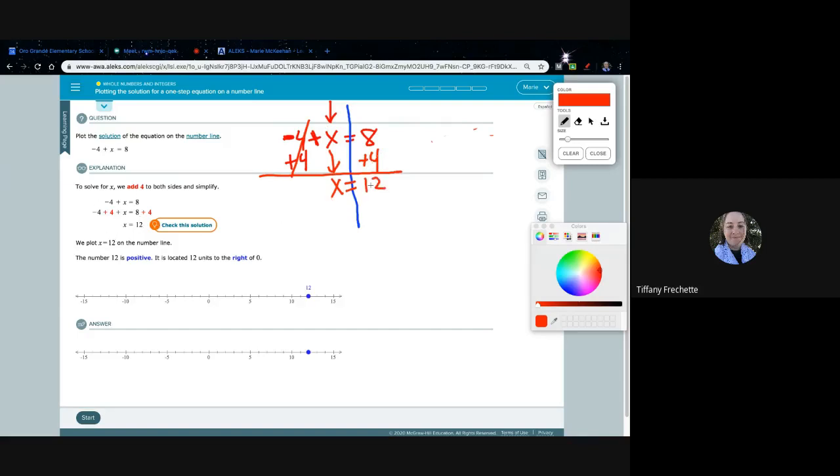I just prefer this kind of stacked method so you can see a little clearly where all the pieces are coming from. And then when we graph it on the number line, we're literally just going to get a number line and it says 12. So we're going to go from 0 and we're just going to go over to 12 and put a dot. All right, so let's go ahead and clear this and get started.